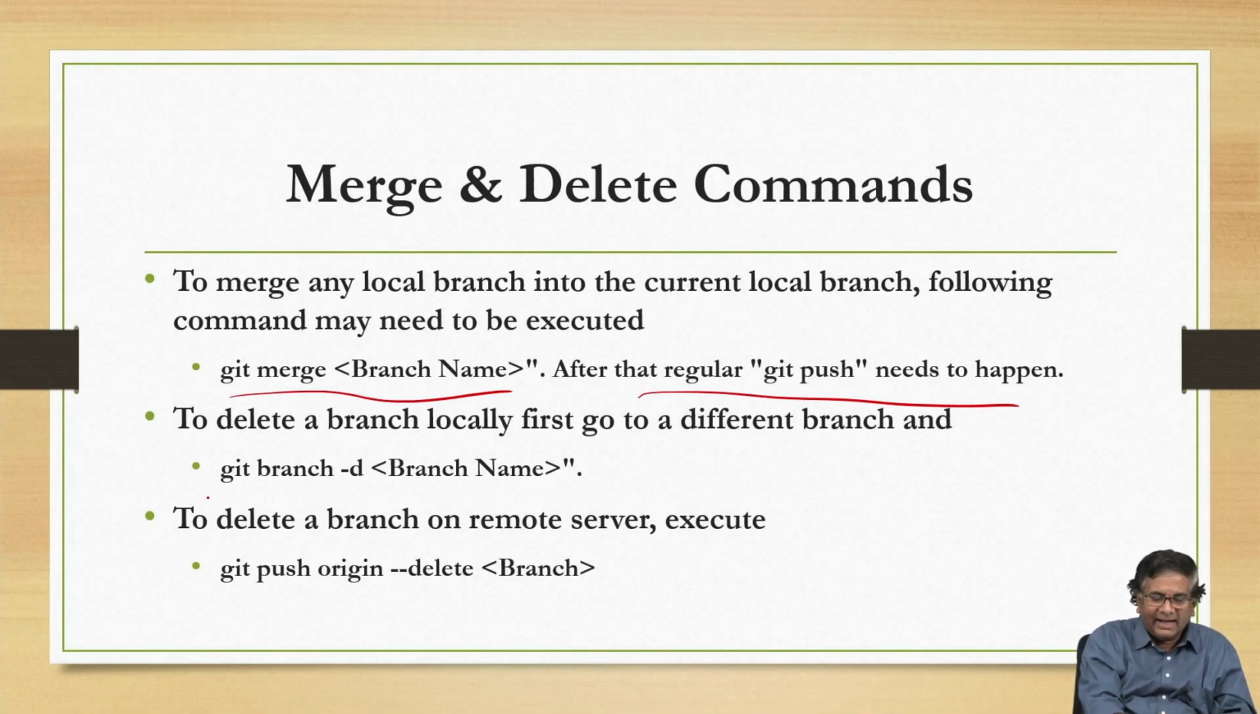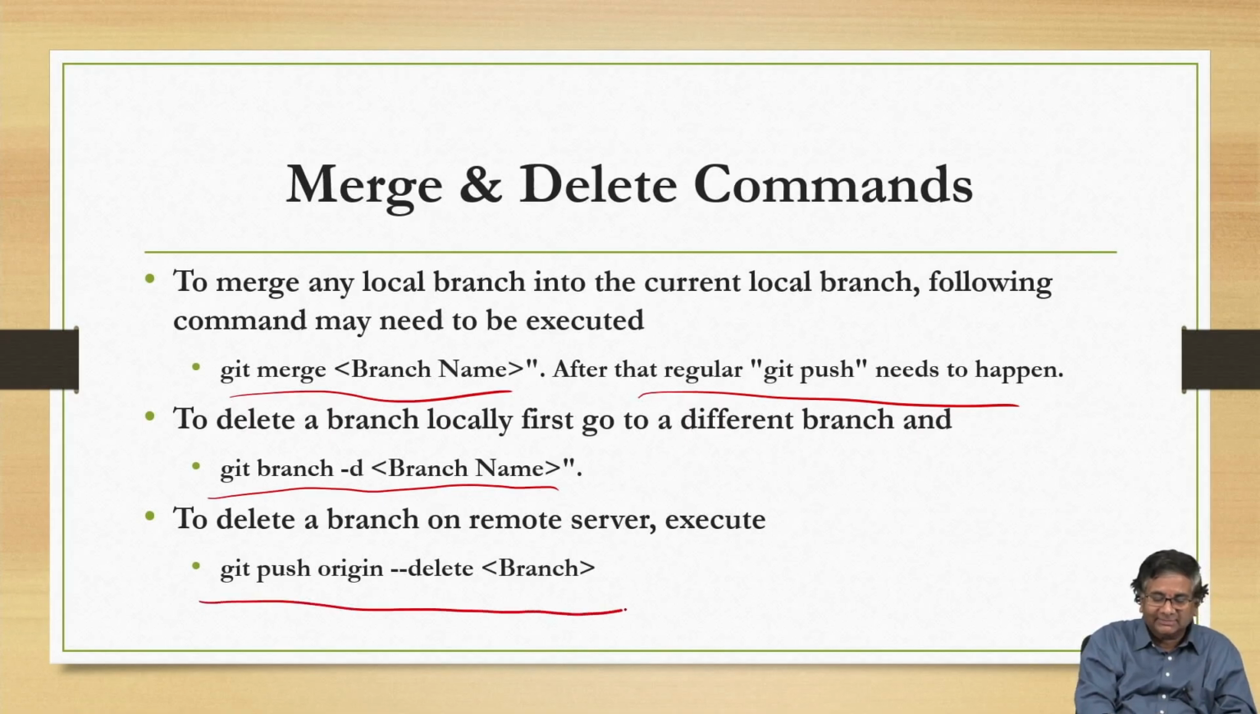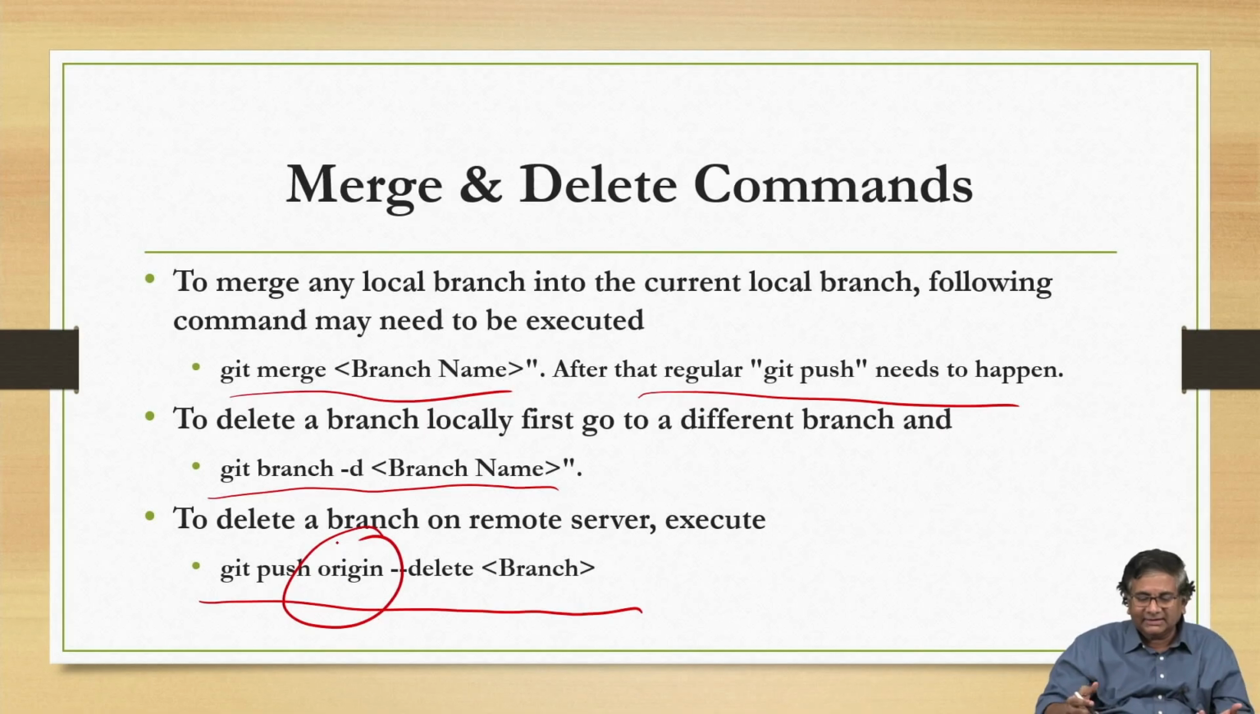So git branch -d branch deletes a branch. This is the command we need to give. And to delete a branch on the remote server, you need to call git push origin --delete branch name. So you have to specify this origin thing. So basically, merging: whenever you call git push, you need to merge the code first. There could be merge conflicts. You have to resolve the conflict first. Then you can push into the Git server, the remote host.